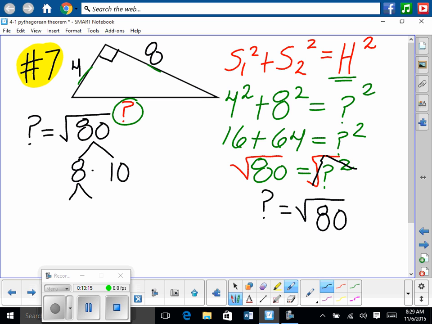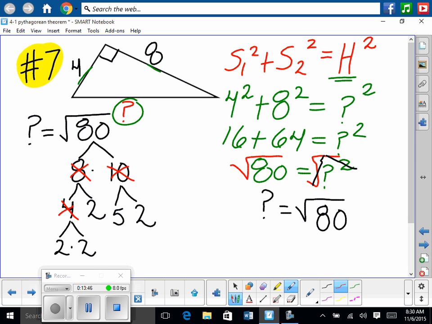8 breaks down into 4 times 2. 4 breaks down into 2 times 2. 10 breaks down into 5 times 2. Okay, good. Now we're down to our prime factors, right? Now we're pulling out groups of 2 because this is a square root. If there's 2 of them, no matter where they are, they can leave the house. But don't double dip. 4's not there, 8's not there, 10's not there. We broke them down and rewrote them as these factors.